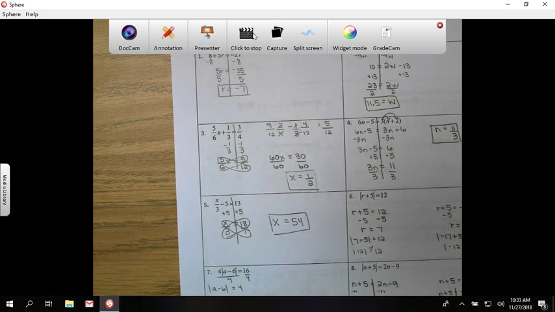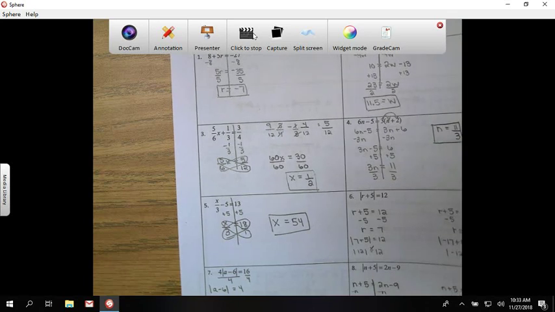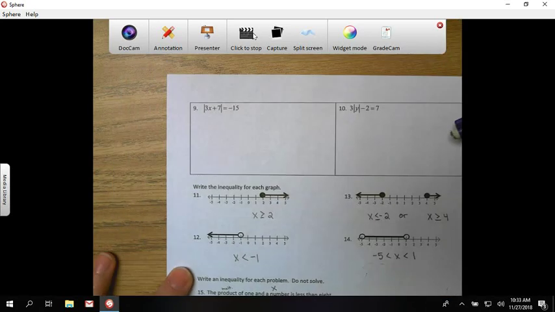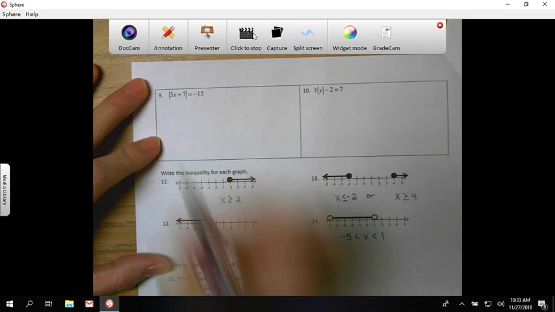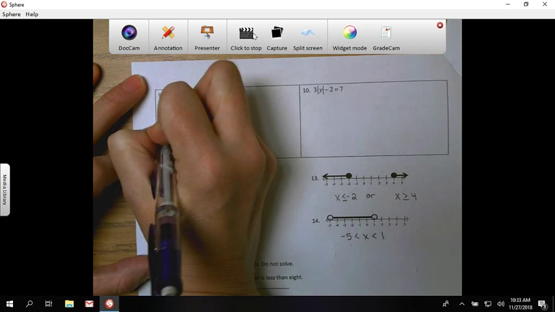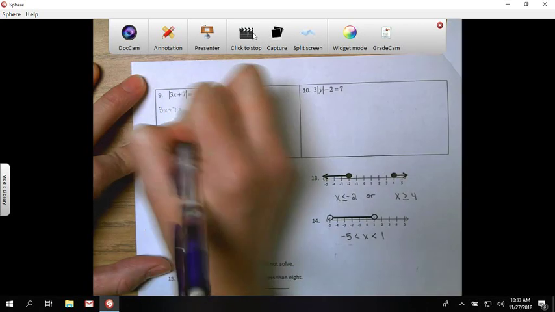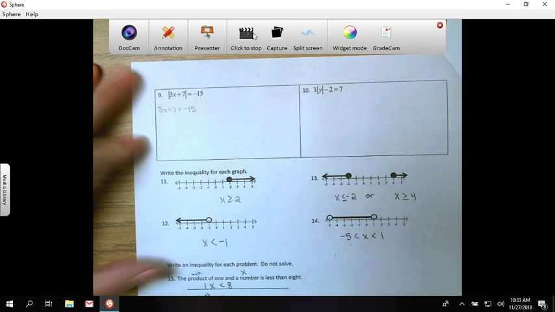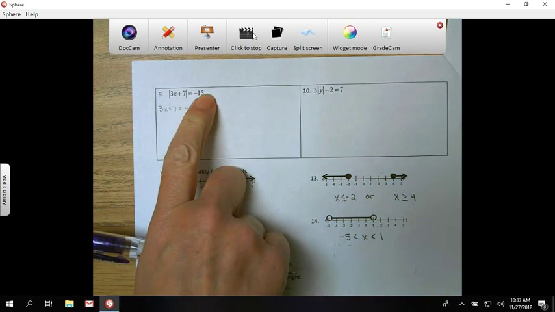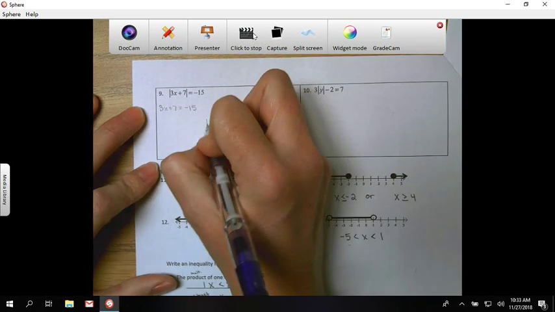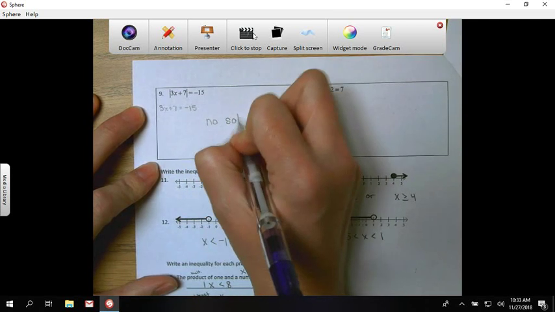All right, we finished all the other ones on this front page, so let's go ahead and flip to the back and see what else we have. All right, so on 9 and 10, we have more absolute values. So remember that we have to set up, I didn't even read the whole question. Can the absolute value be equal to a negative number? No. So I know that this one has no solution.